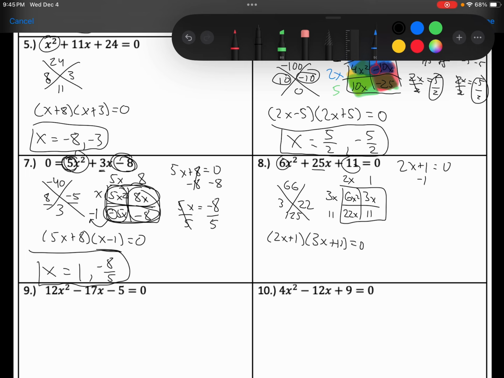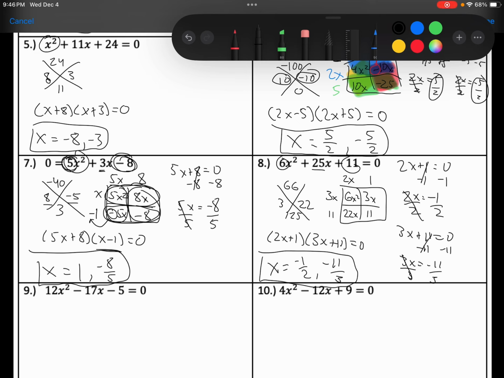I'll solve that one by doing minus 1 on both sides, getting me 2x equals negative 1. Divide by 2, and that'll get me that x equals negative 1/2. For the 3x plus 11 equals 0, I'd first subtract 11 on both sides, getting me 3x equals negative 11. Divide by 3, and that'll give me that x equals negative 11 over 3 as well. So x is going to equal negative 1/2 and negative 11 thirds.